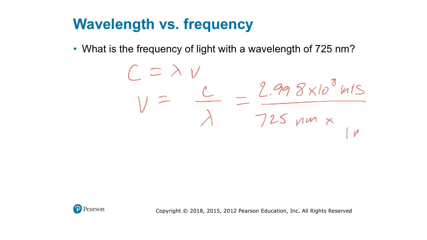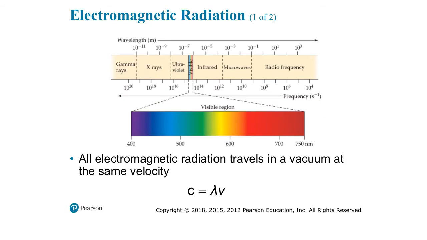So we want to do 1 nanometer is 10 to the minus 9 meters. So nano is minus 9. And so we can do 2.998 e to the 8 divided by 725 e to the minus 9 to do this conversion and solve for this problem here. I'll let you work it out on your own time.